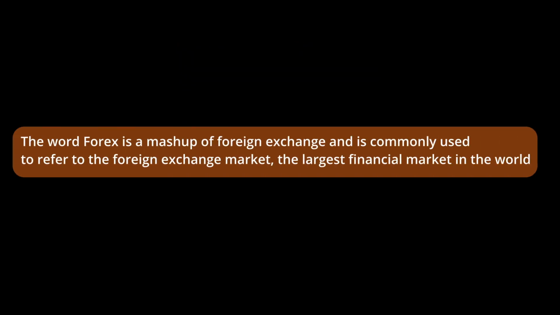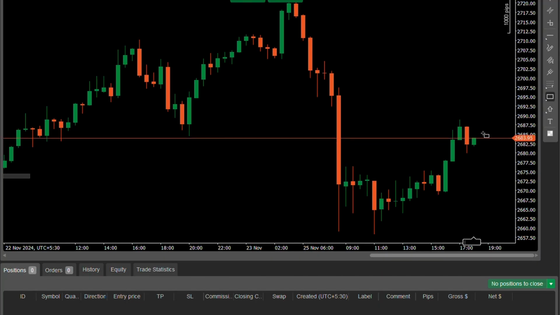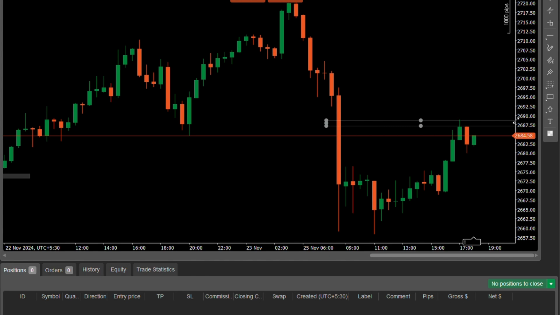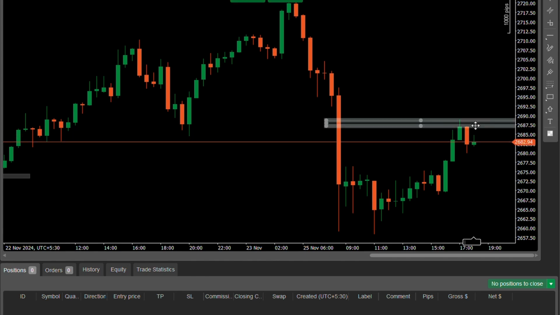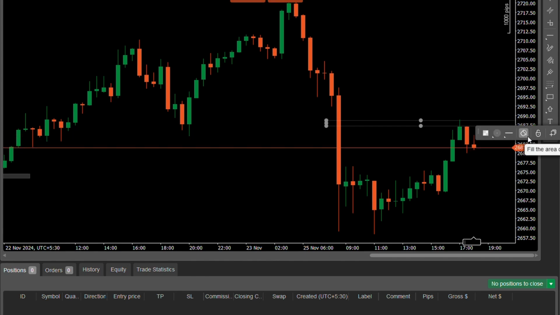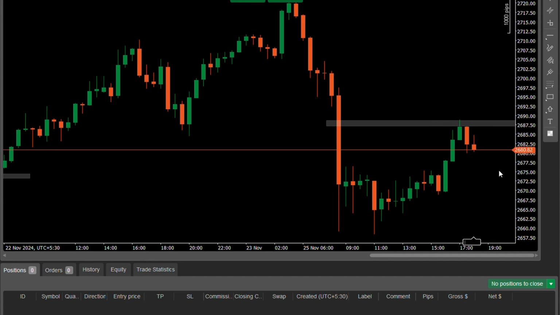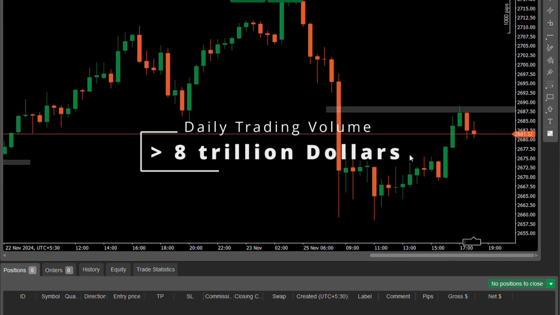The word forex is a mashup of foreign exchange and is commonly used to refer to the foreign exchange market, the largest financial market in the world. Picture a massive marketplace trading across all the corners of the globe, but rather than having goods on sale, this market trades in global currencies. The forex market is one of the most widely traded markets in the world, with a daily trading volume of over $8 trillion.